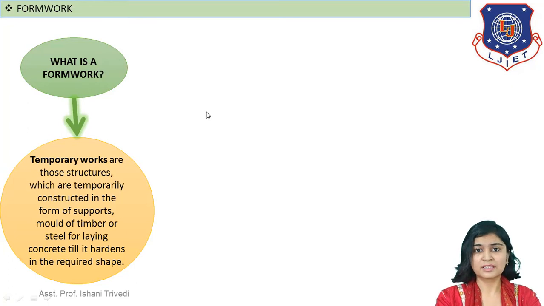So let us discuss technically, moving forward, what a formwork is. As I discussed already, you can see the definition flashing here. It is a temporary work or temporary structure, constructed in the form of supports or in the form of molds, made up of timber or steel. Steel and timber are the most basic materials. There are also other materials available for formwork.